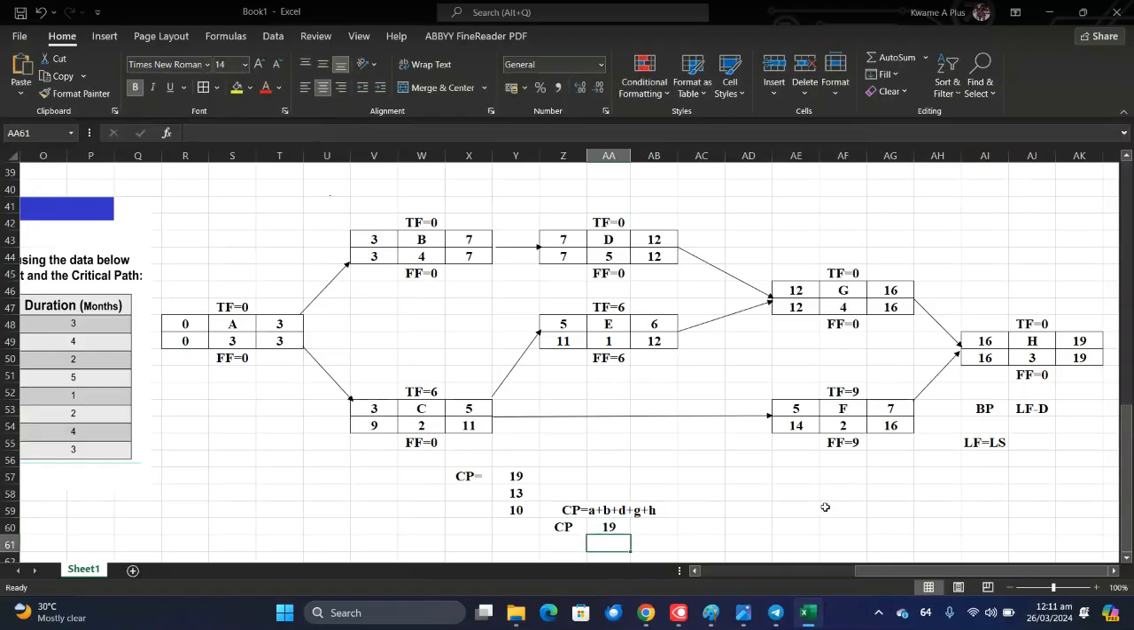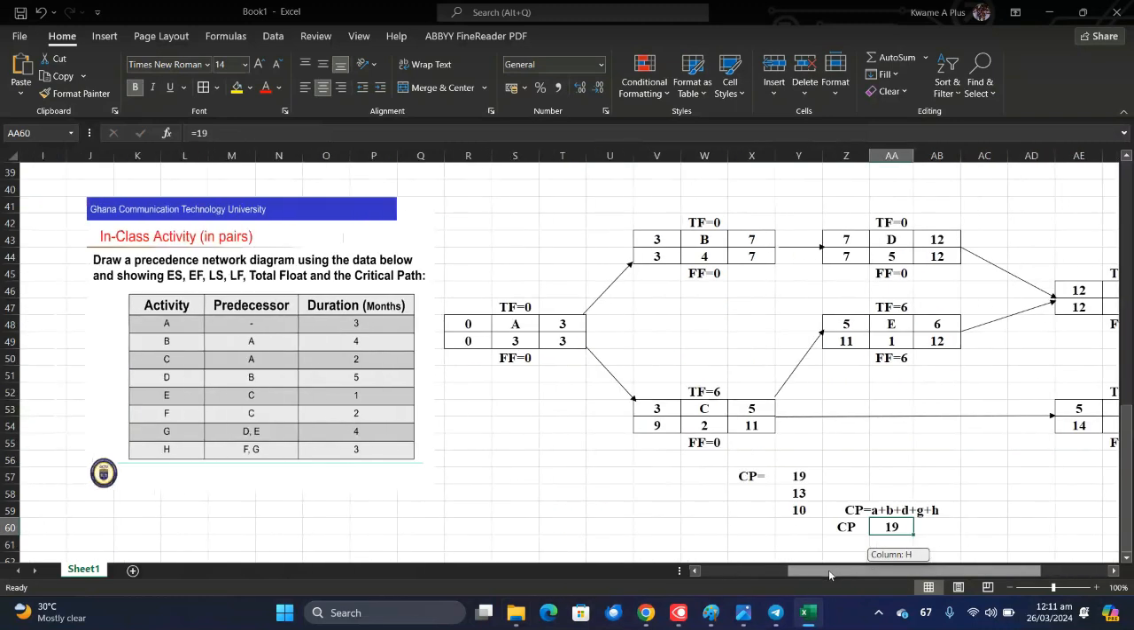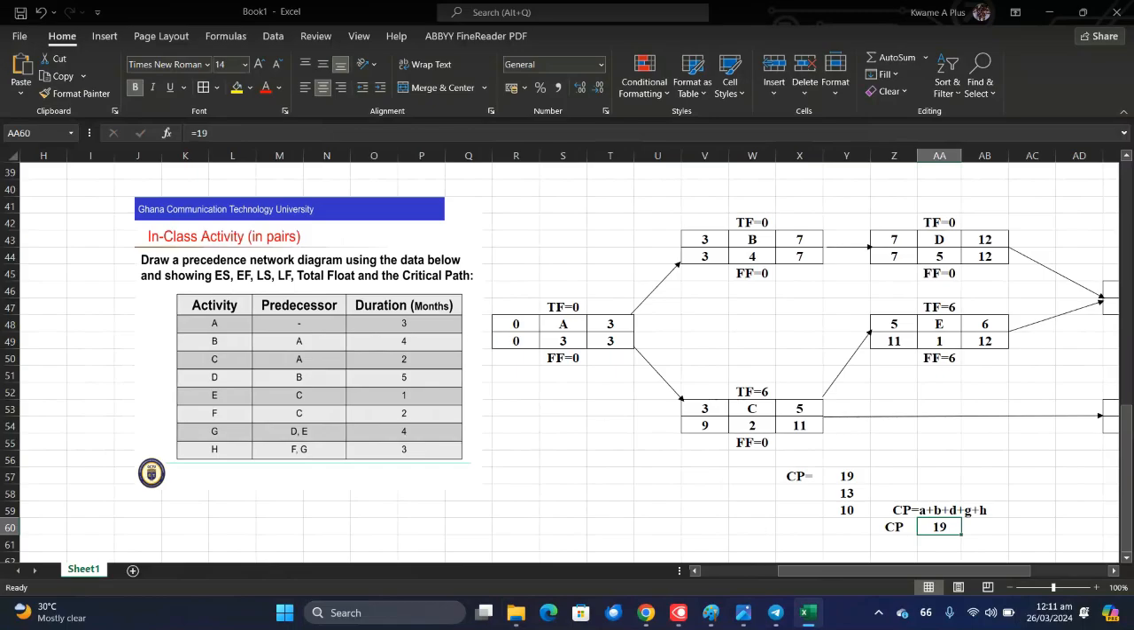There's nothing like 19 months or 19 weeks. It's just 19. Oh, okay, 19 weeks. The question says months. Okay, months. So I hope we are clear. So that is how easy it is, but a little bit confusing when you don't know your way around it.